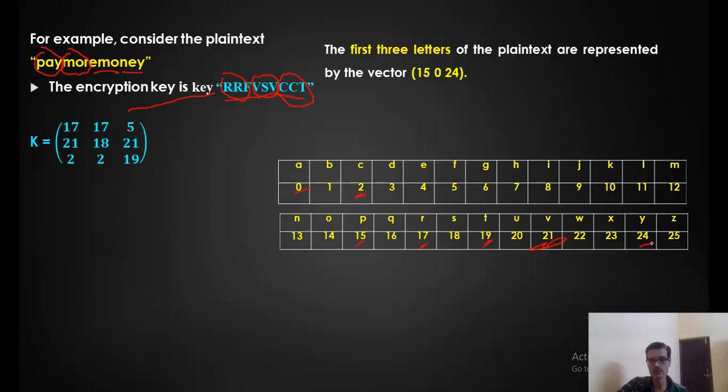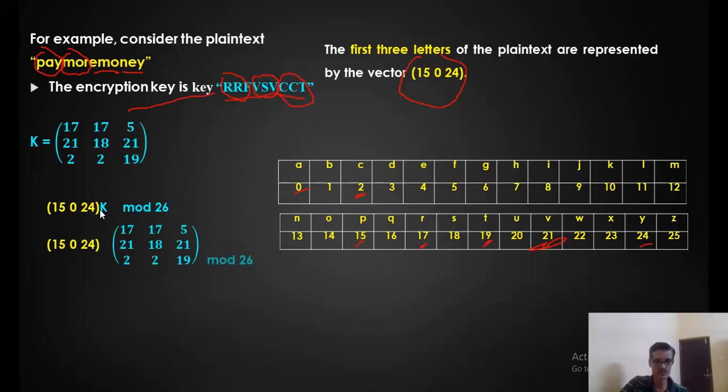So Y is 24. So I have considered this. Then what we have to do, C equal to P into K, right? That is the method. So I considered P into K, then mod 26. I perform this mathematical operation. So 15, 0, 24. I substitute for matrix K, take a mod 26.